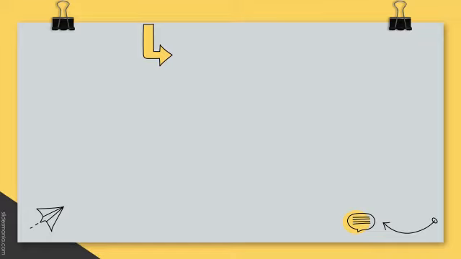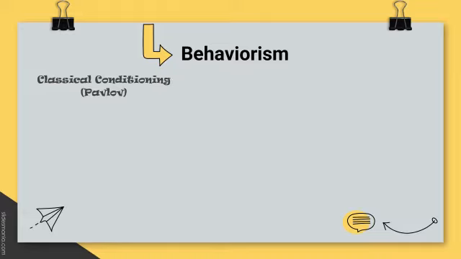Two techniques used in behaviorism: one is classical conditioning by Ivan Pavlov, and the other is operant conditioning by B.F. Skinner. Now let's talk about classical conditioning first. Classical conditioning is a technique frequently used in behavioral training in which a neutral stimulus is paired with a naturally occurring stimulus. Eventually, the neutral stimulus comes to evoke the same response as the naturally occurring stimulus, even without the naturally occurring stimulus presenting itself.